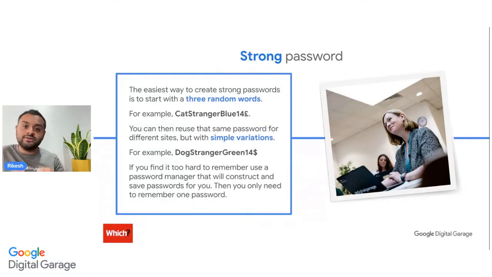And then what you can do off those 3 random words plus the number or numbers, and then the special character, is create variations. So you've got a variation such as dog, stranger, green, 14, and then the dollar sign. So that's something that can help you when it comes to remembering passwords as well.